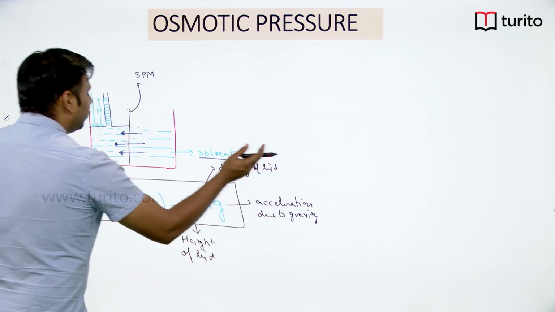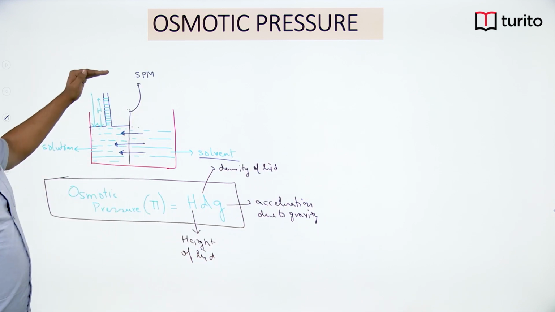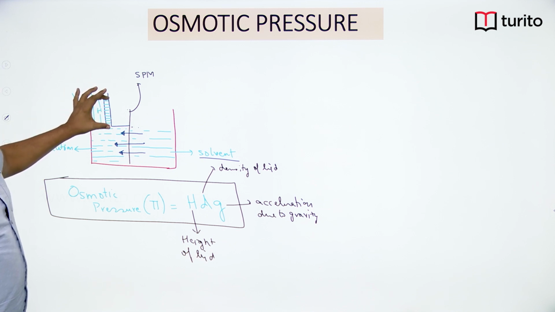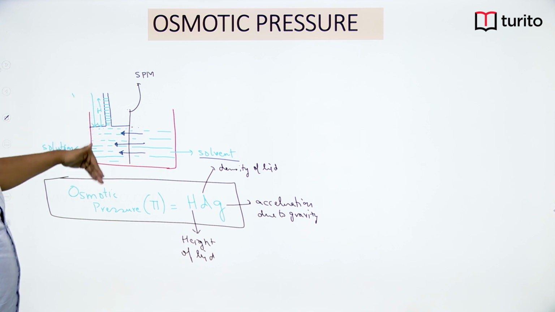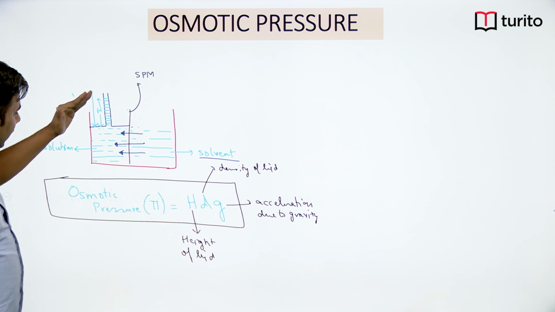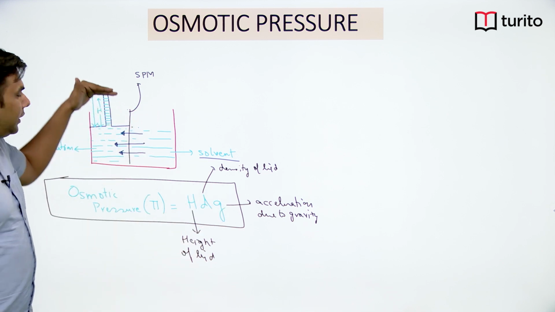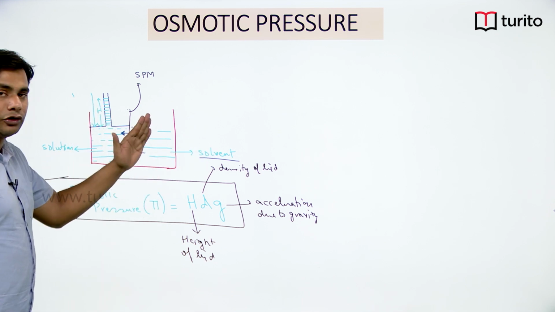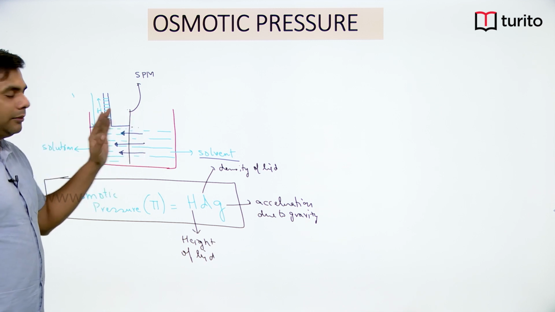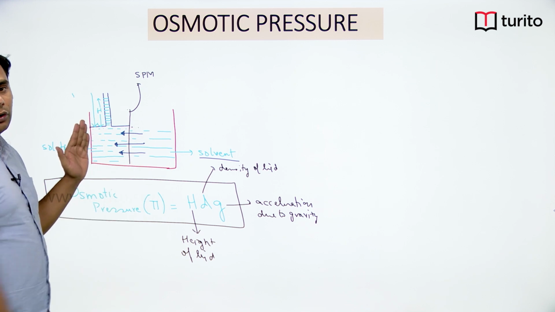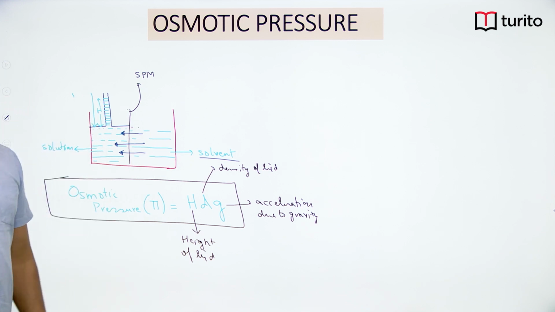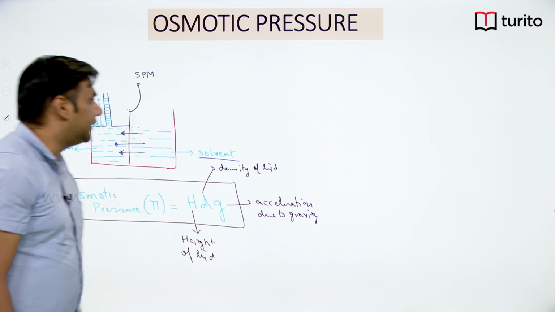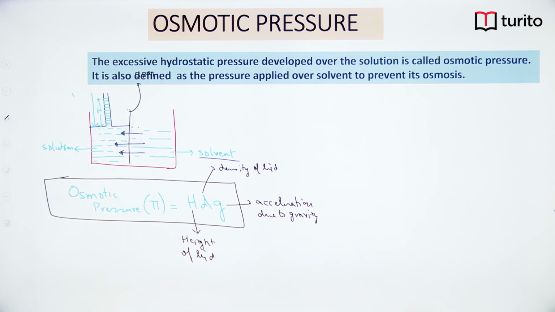So when the solvent is moving from one side to the other, the liquid level will keep on increasing. Because this is a column of liquid, it will exert some pressure on the surface of the solution. Now in turn, this pressure would resist the movement of the solvent particles. When the solvent particle movement stops, that means the pressure exerted by this solution becomes equal to that exerted by the solvent. So that pressure is called the osmotic pressure. So we define osmotic pressure as the hydrostatic pressure developed over the solution.